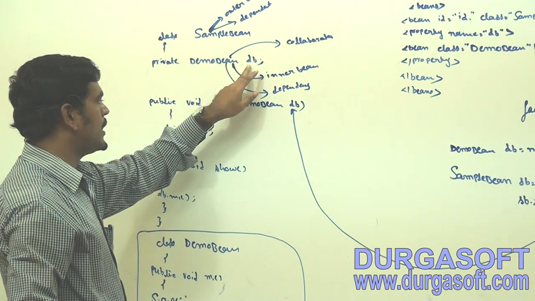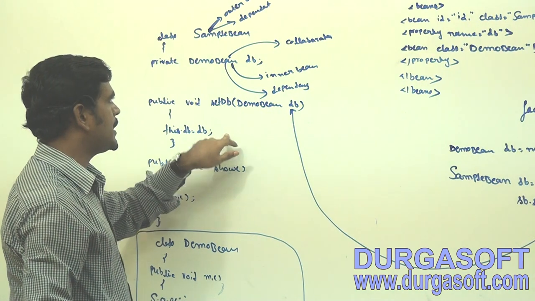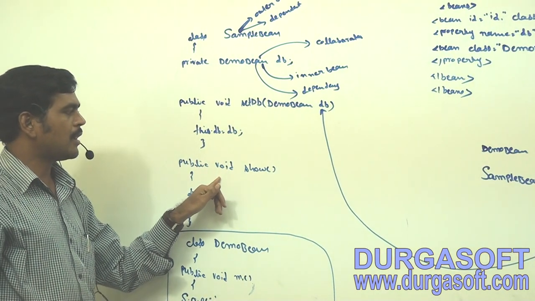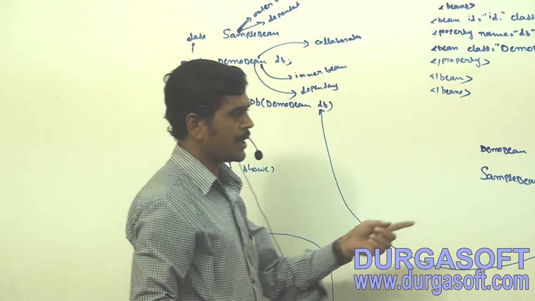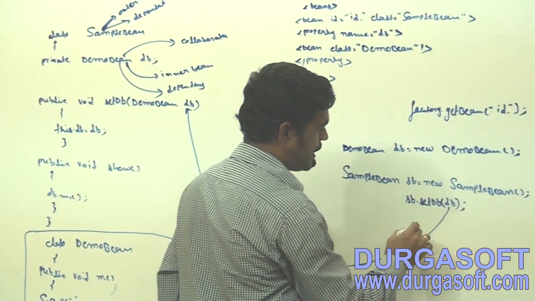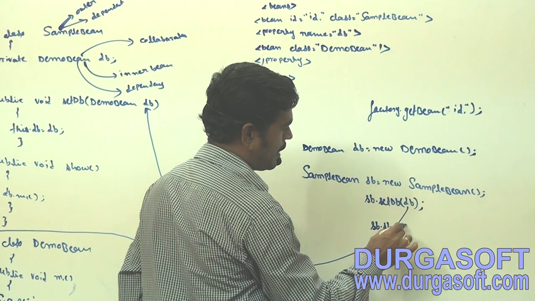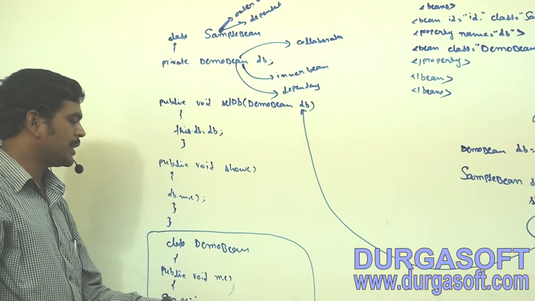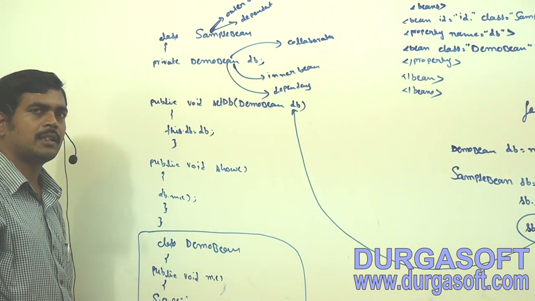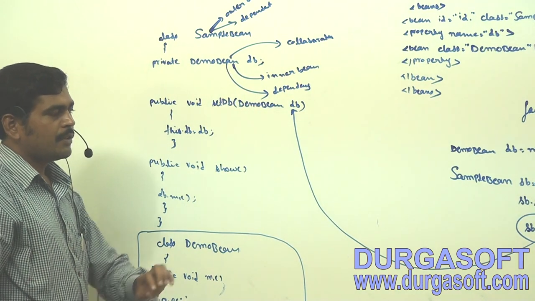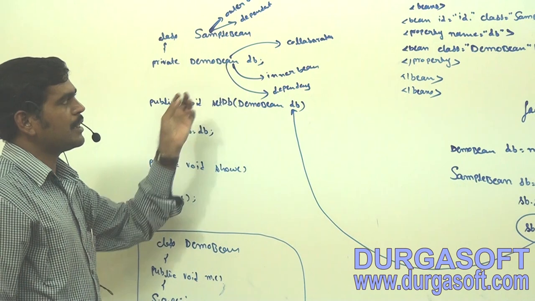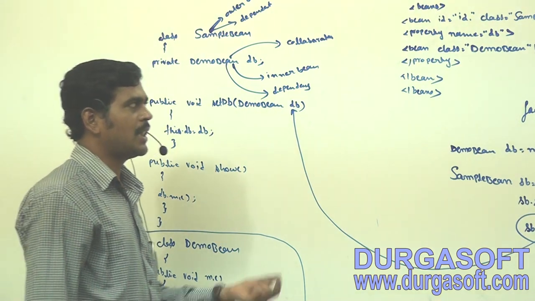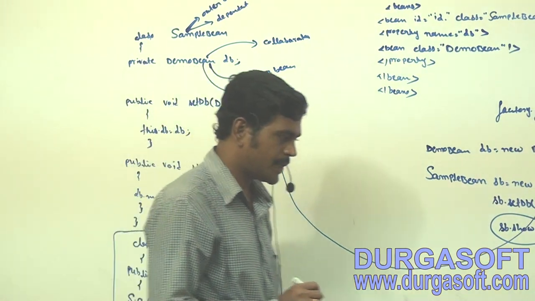Now this is local. If you want to make it global, then this.db = db, then it becomes global. After that, we can call the sb.show method here. Whenever we call the sb.show method, then automatically it is going to display the message "I am the inner bean". Like this we can inject the inner beans inside the outer bean. Now first we will see this example practically, whether it is really injected or not.